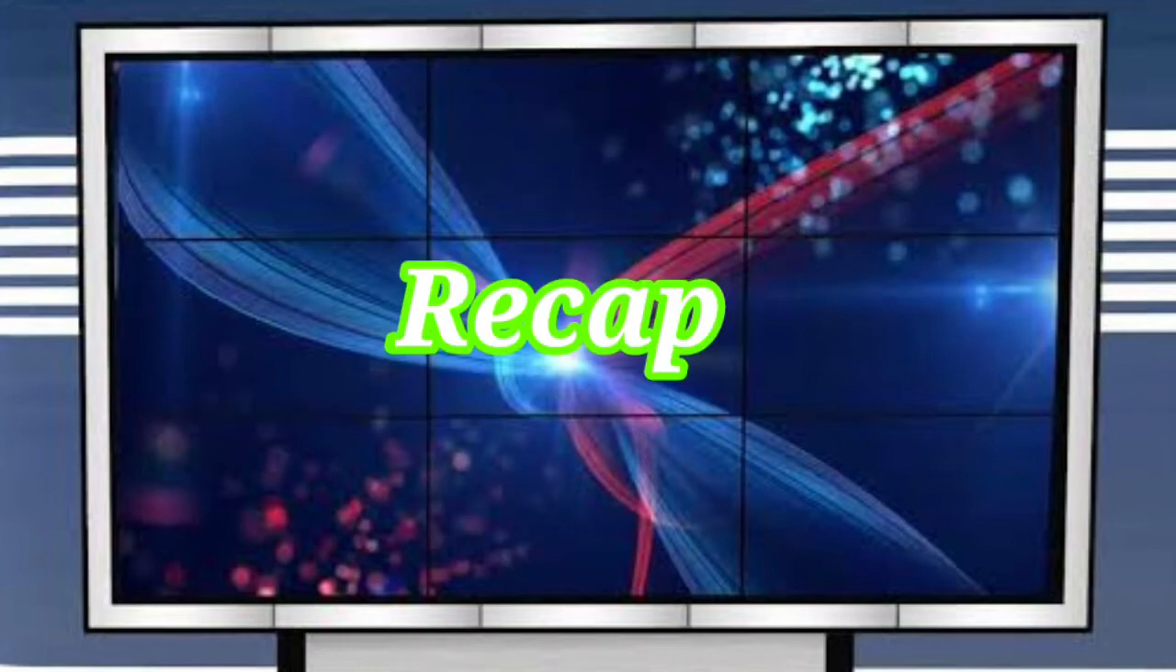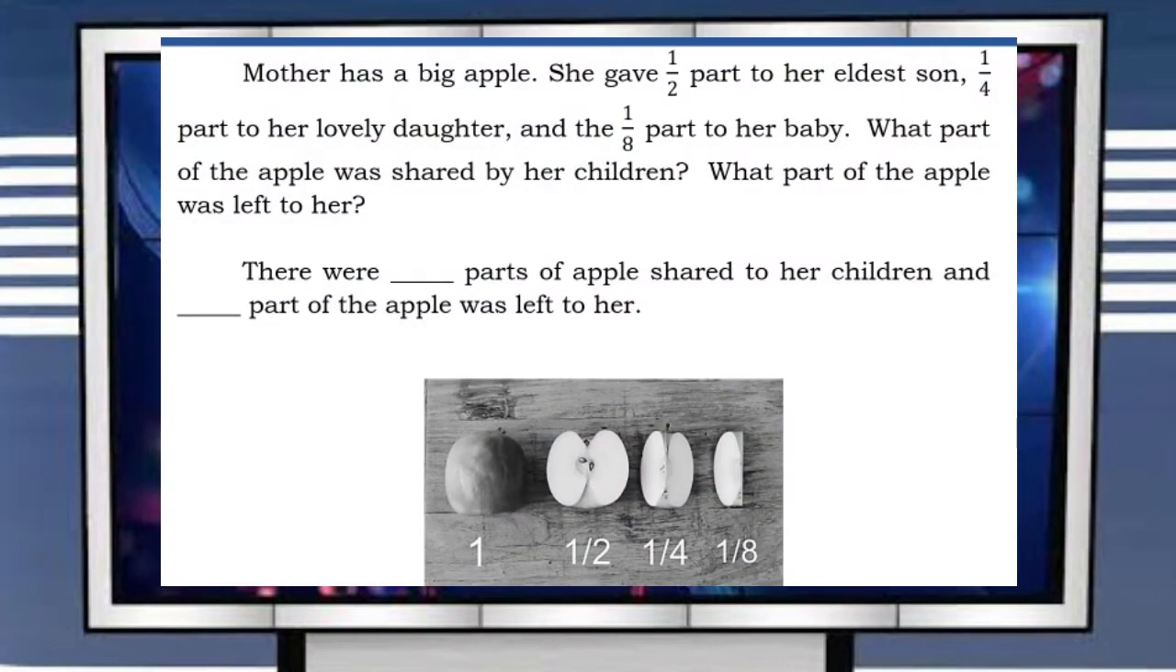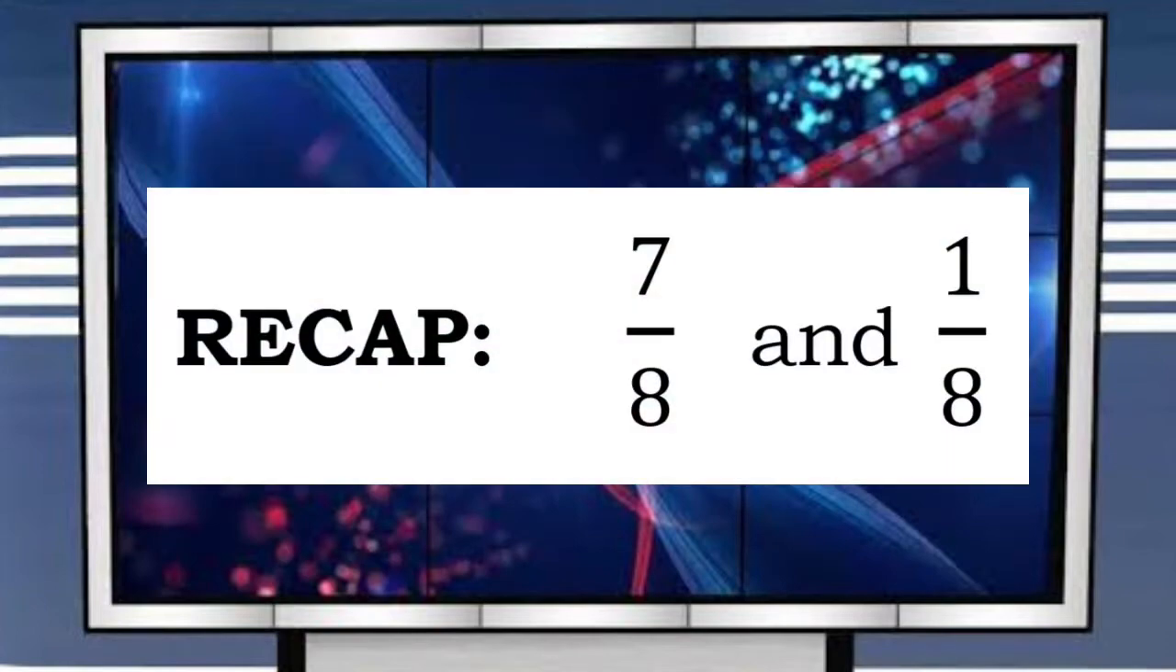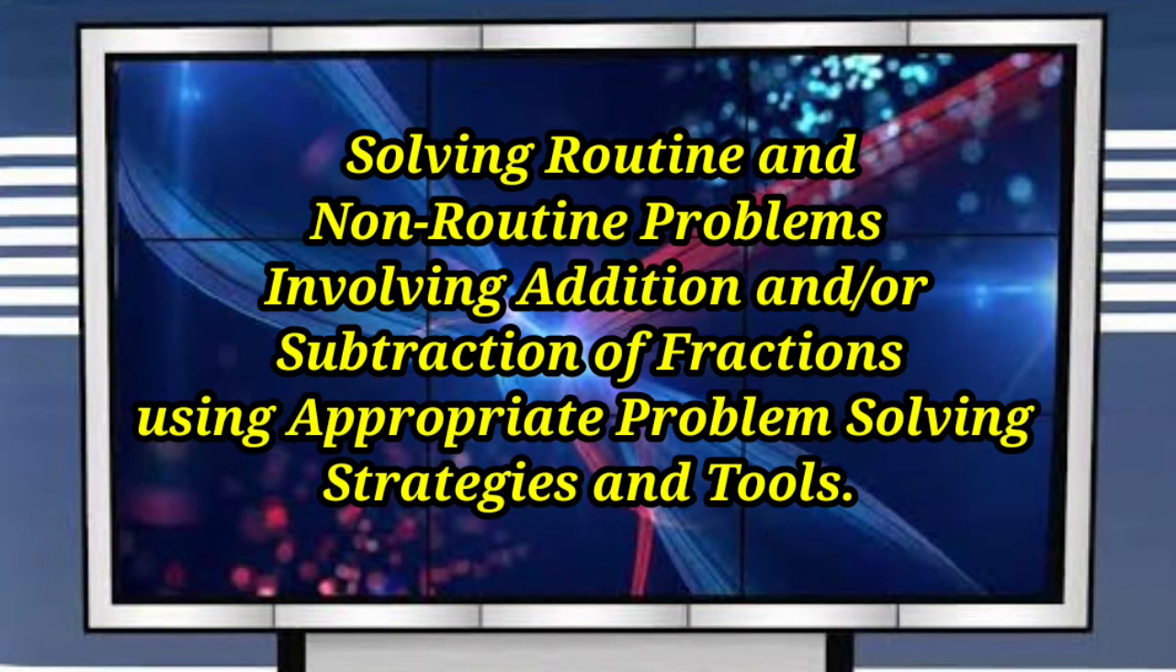Now, let us recall the previous lesson by answering the given situation. Answer that in your notebook. I'll give you 1 minute to answer. Don't forget to pause the video while answering the recap. The correct answers are: there were 7/8 parts of apple shared to her children and 1/8 part of the apple was left to her. Now, let us proceed to our lesson for today.